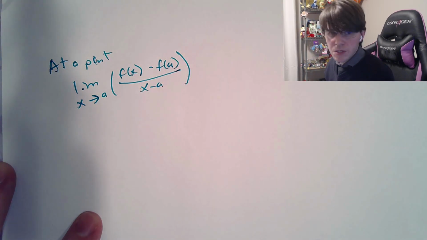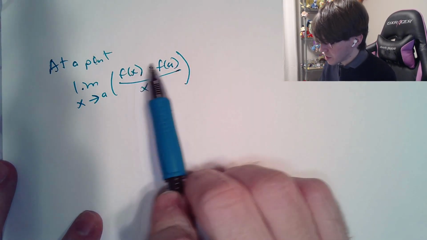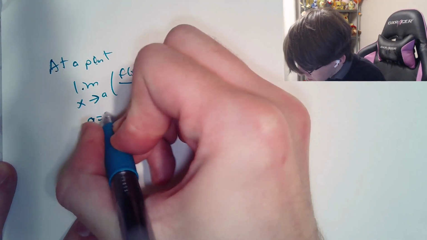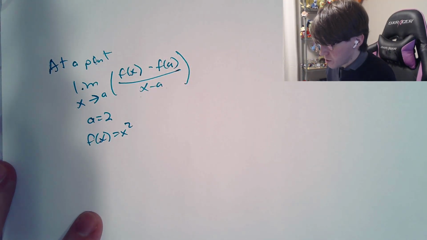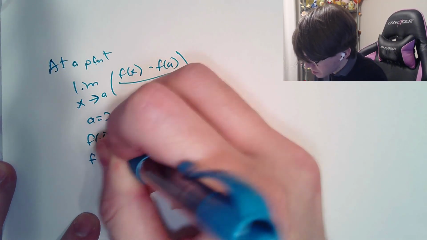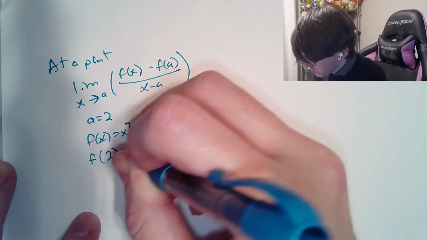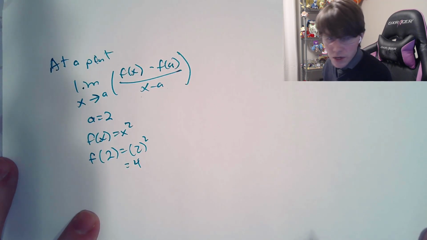The easiest way to remember this one is it looks exactly like your regular old slope formula, because that's what a derivative is, y2 minus y1 over x2 minus x1. For this particular question, a is going to be equal to 2, and our function is going to be x squared. We are going to want to figure out what our value is. Plugging in 2 into our problem gives us 2 squared, which is 4. We're going to need that because we need to figure out what f of a is up here.